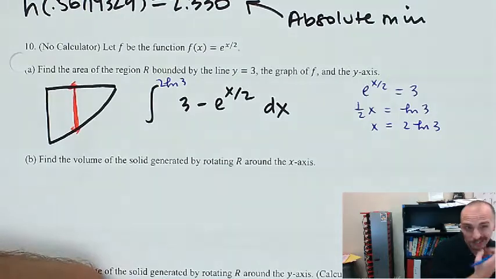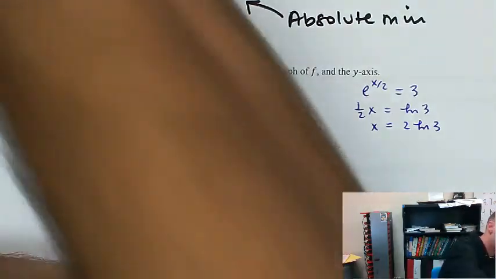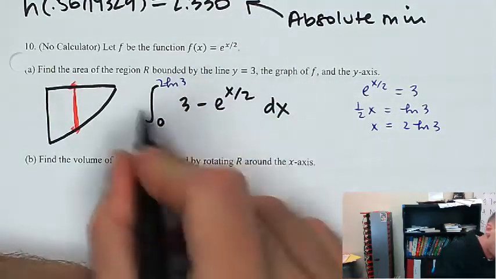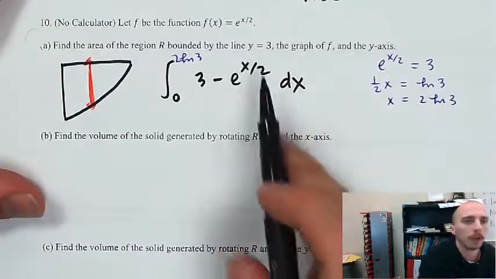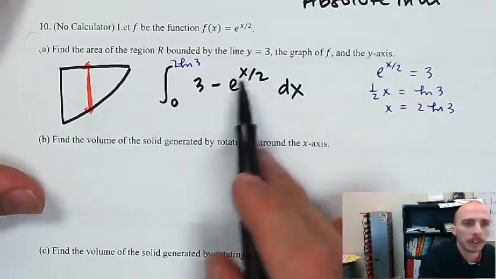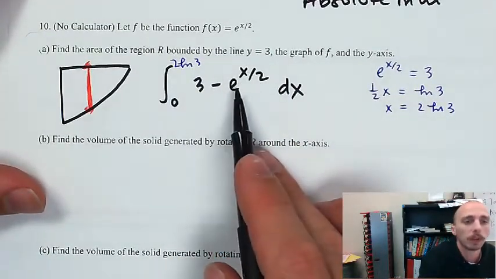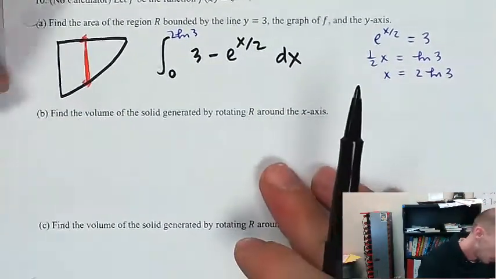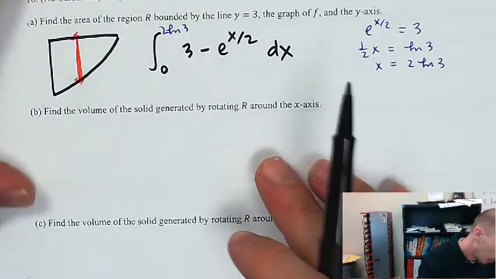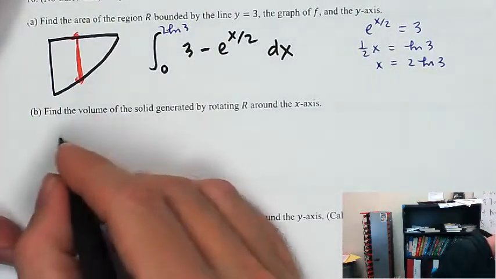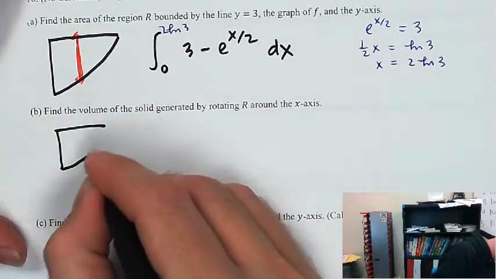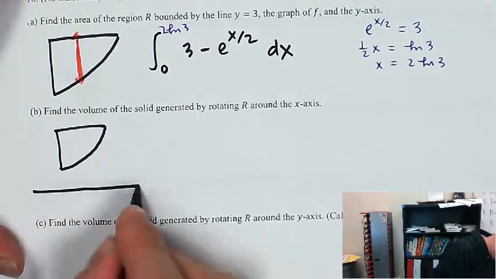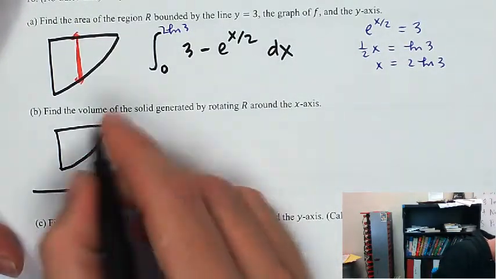Now 2 log of 3 is the same as log of 9, but we don't need to do that. And then that's going to be an integral that would give me that. The only thing to worry about is, when taking that antiderivative, make sure that you're getting 2 e to the x divided by 2 to account for the chain rule. Okay, but finding the volume of the solid generated by rotating R around the x-axis, same thing. Draw the sketch, label the sketch.